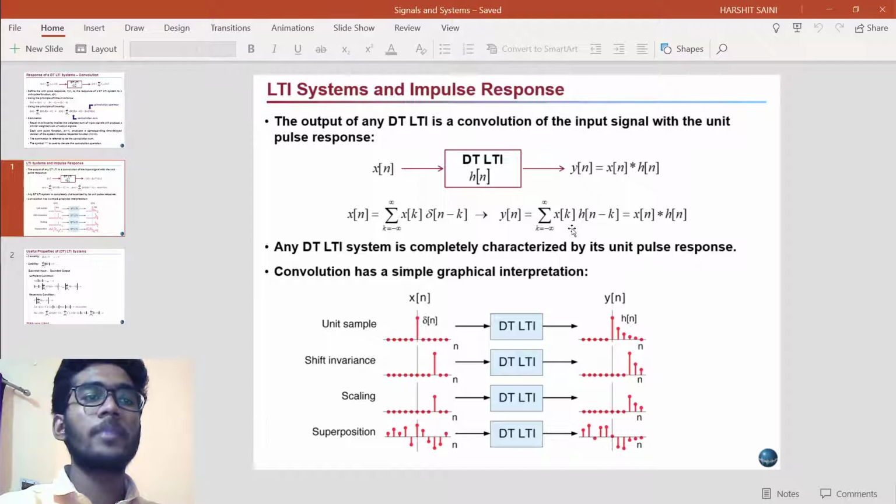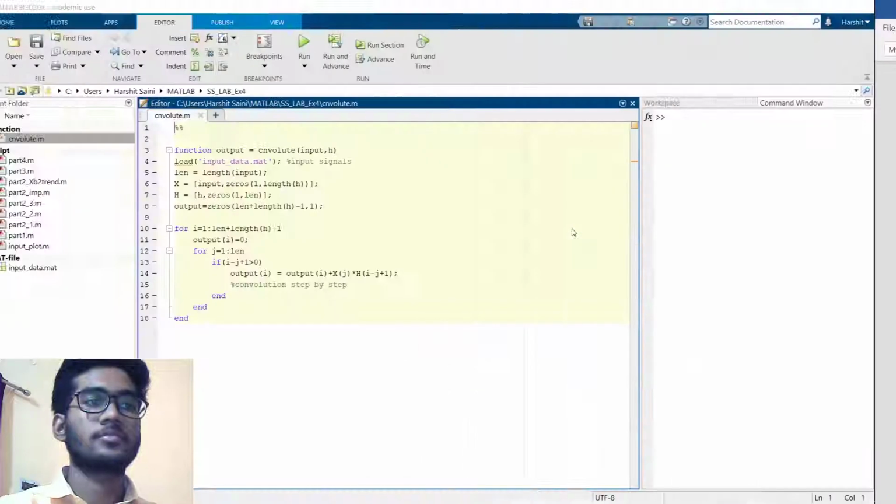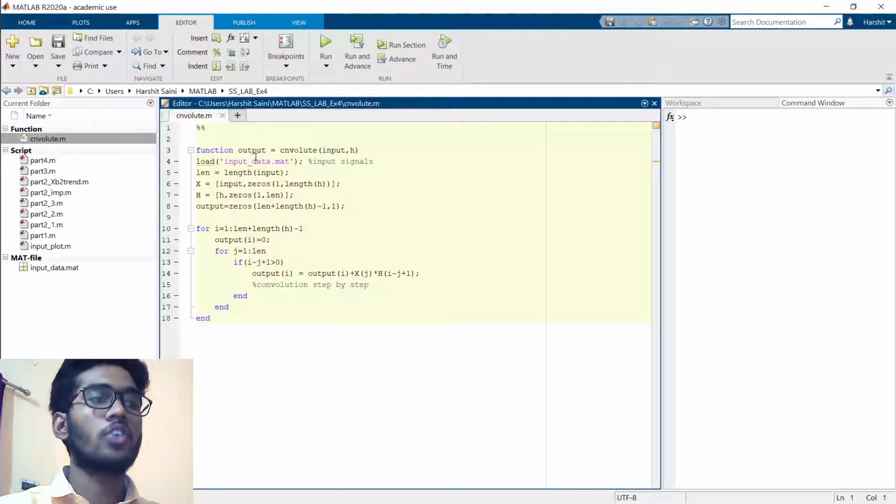Now, coming to our MATLAB code for that. Here is the function for convolution. Here we first load our input signals using the load command, and we declare two matrices x and h to perform convolution, and we store the output in the output variable. We use a for loop to perform convolution multiplication step by step, and it is achieved in this step, which we do for all i minus j plus 1 greater than 0.